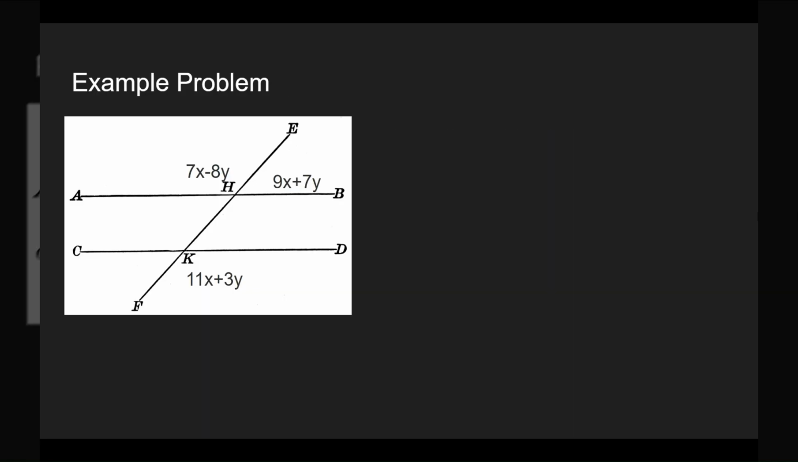An example problem might look something like this. We've got a pair of parallel lines. We've got three different angle measures given in terms of both x and y. And with that information, we can write three equations. So the first equation, using the fact that angle AHE and angle EHB are a linear pair and therefore supplementary, we can say 7x minus 8y plus 9x plus 7y equals 180.